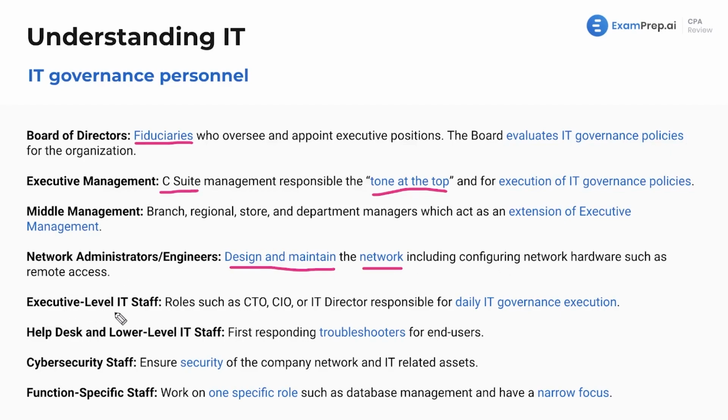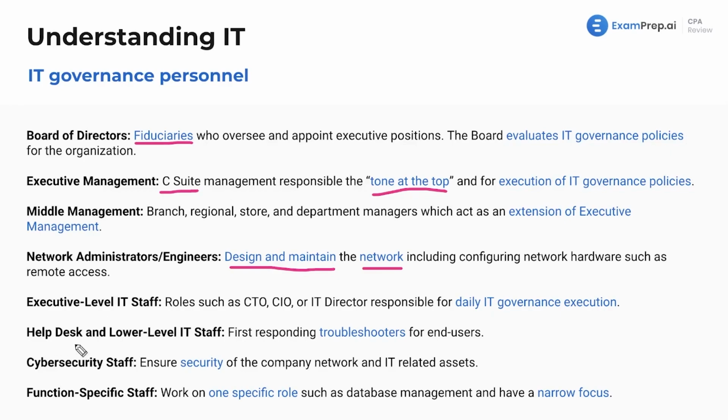Now, executive level IT staff, these are the C-suite, but more so the chief technology officer, information officer, or IT director responsible for daily IT governance execution. That's what they do. They are there to be the overarching umbrella, make sure that IT is properly followed through and follows in line with what the corporate mission and strategy is.